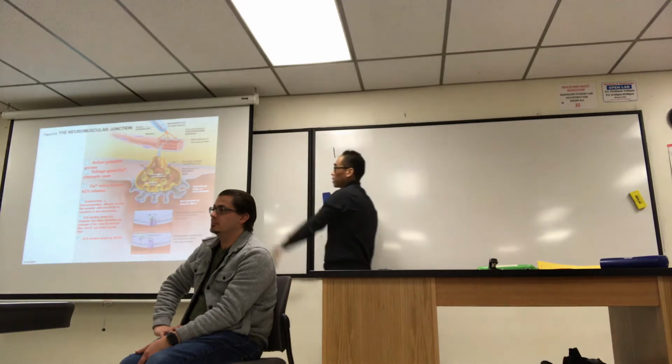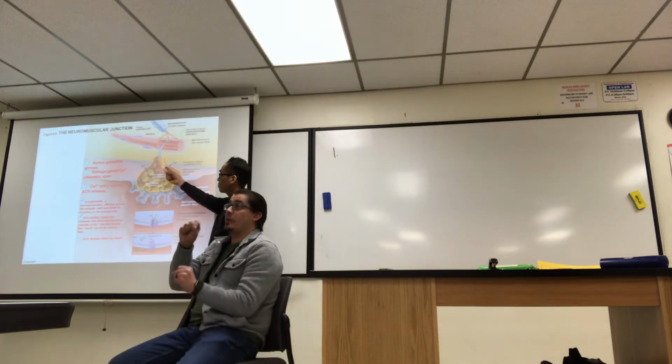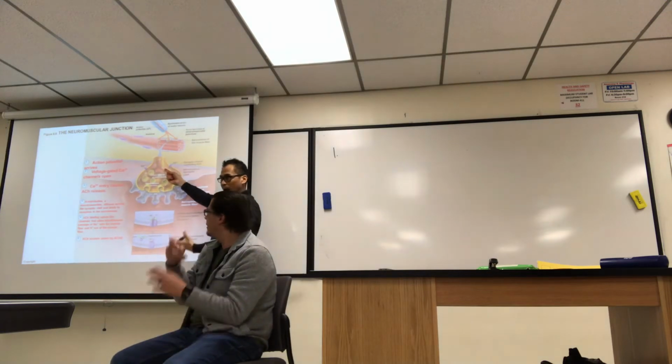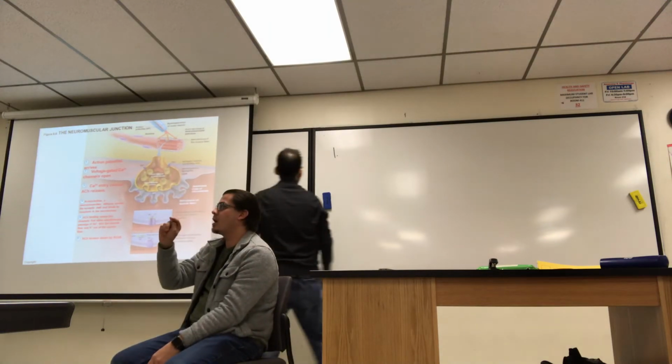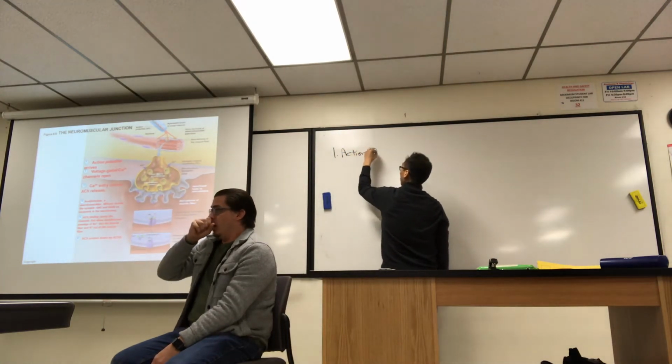So number one, the action potential arrives. Arrives where? Well, what is this called again? Axon terminal. The nerve impulse.